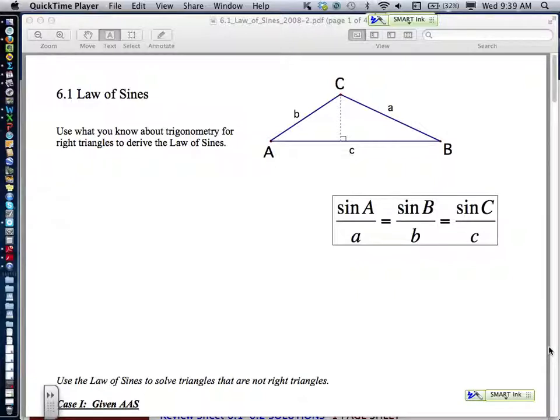So now we're going to look at some triangles that are not right triangles, because certainly all the triangles in the world are not right triangles. That would be kind of fun. All right, so we need to come up with a new rule.